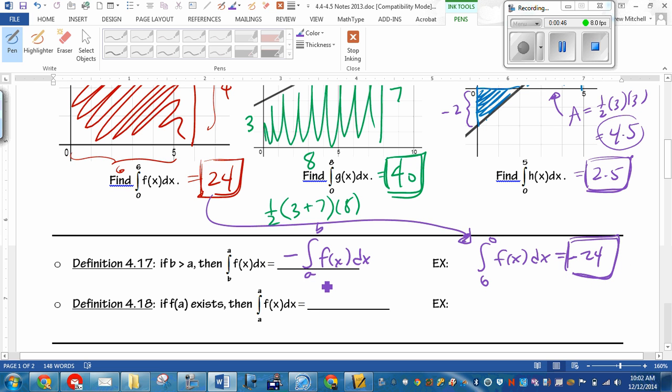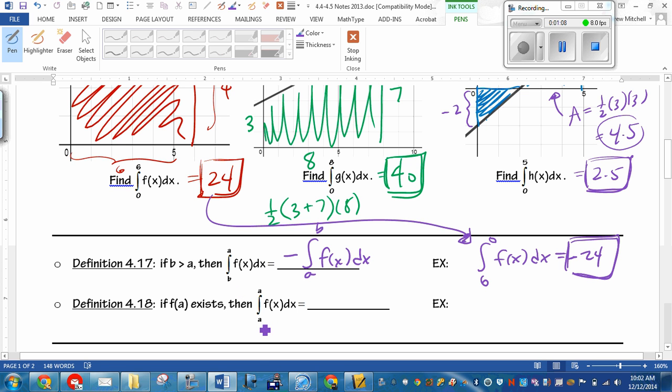Reason being, if we go from 6 to 0, we're kind of going backwards to figure out that base. And that base kind of becomes negative. So you can think of it that way. We go from 6 to 0, we're going backwards, which makes it a negative base and gives us a negative area. So these are opposites. When you switch a and b around, they're going to give you opposite values.